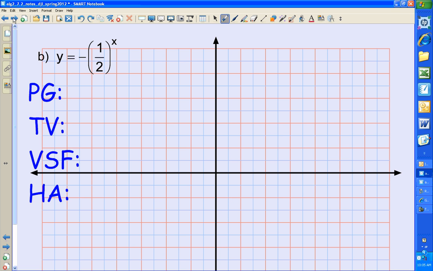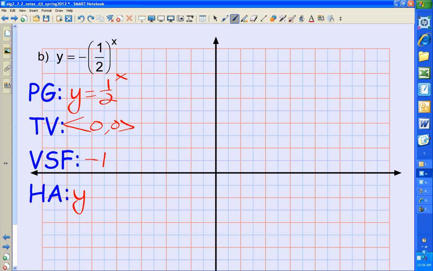Now this one is more than just the parent graph. What's different about this one? A negative vertical stretch factor. What is the parent graph? Y equals 1/2 to the x. Don't say b to the x, be specific. What is the translation vector? 0, 0. Vertical stretch factor? -1.